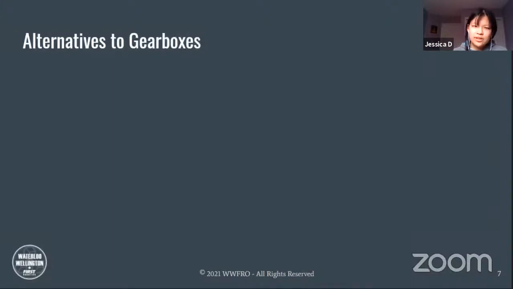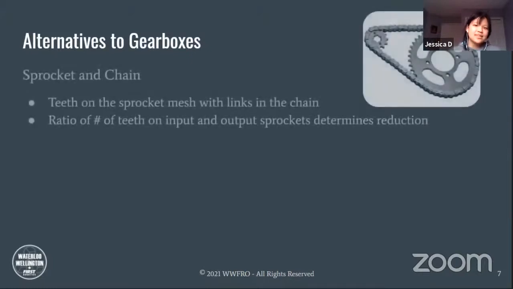Let's look at a few alternatives to gearboxes in case gearboxes aren't your style. So we have the sprocket and chain mechanism. Each sprocket, the teeth on the sprocket will mesh with the links in the chain. As you can see, each sprocket kind of looks like a gear, right? The only difference is that sprockets aren't exactly meant to mesh directly. They're designed to mesh with these chains that go between them. And like a gear, the ratio of the number of teeth on the input sprocket to the output sprocket determines the sprocket reduction, I suppose you could say.